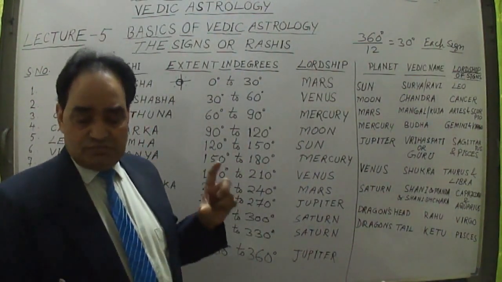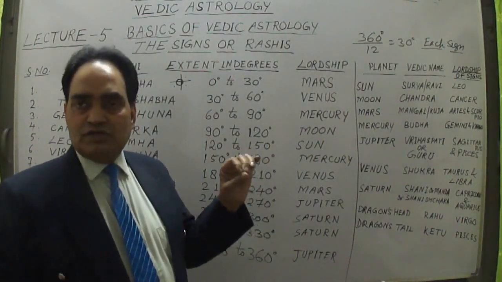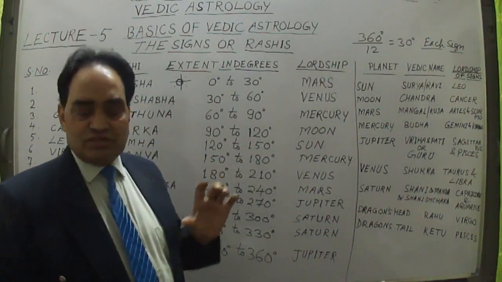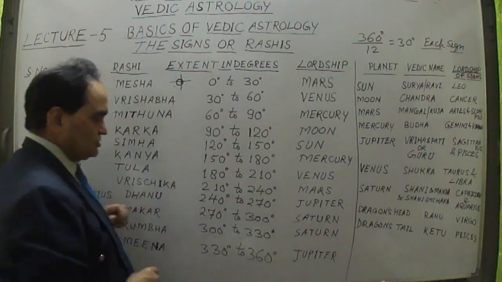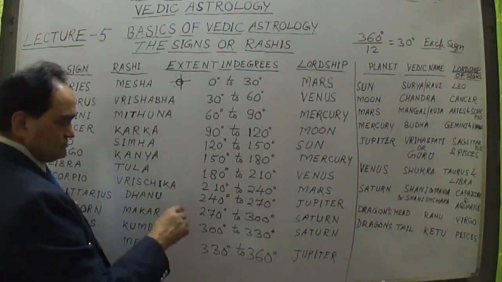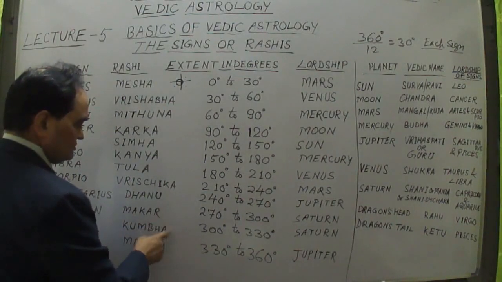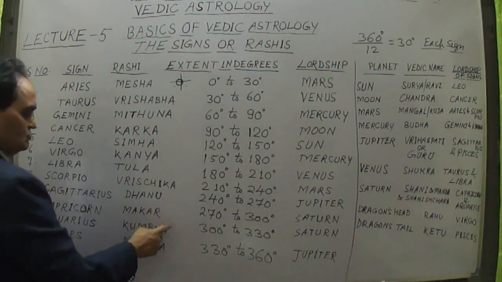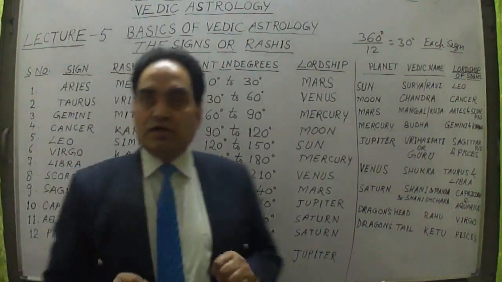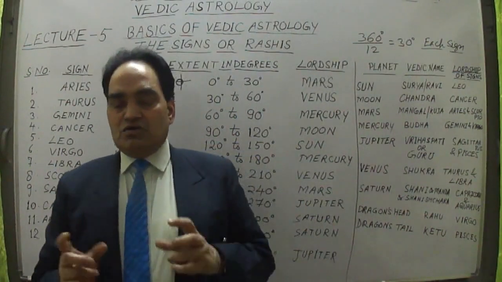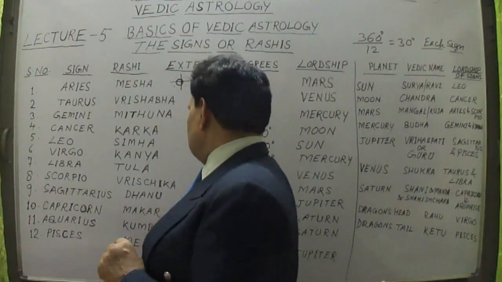In case of prediction number 5 also, I described how Saturn lords two signs, Kumbh Rashi, the Aquarius sign, and Capricorn, Makar Rashi. These 10th and 11th signs are lorded by Saturn. Saturn, Shani or Shanischara, or Mand, lords two signs, Kumbh Rashi and Makar Rashi, the 10th and 11th, which are Capricorn and Aquarius.